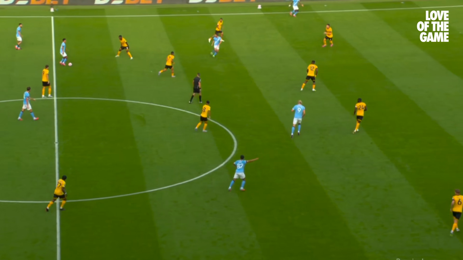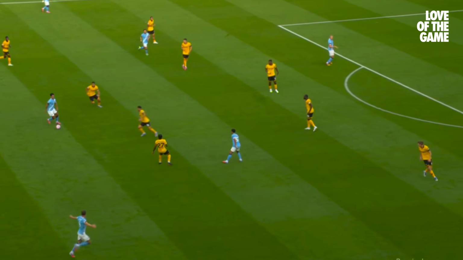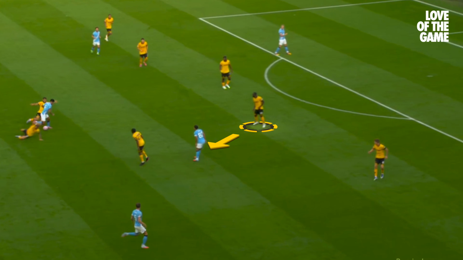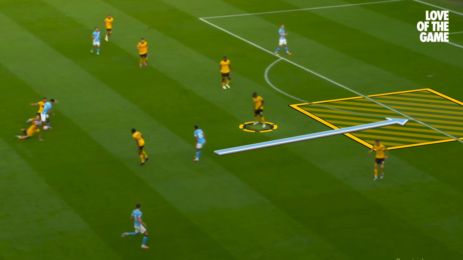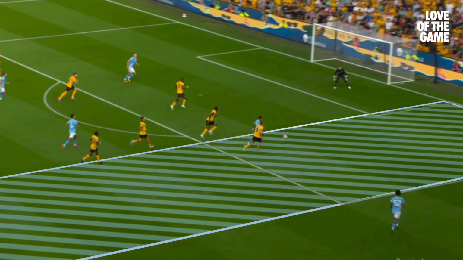Here's another example from the same game. Rico Lewis, again in the pocket and the half space, spots a defender this time who has jumped, leaving space behind. This is a trigger for him to make a run behind into the assist zone for an easy assist.